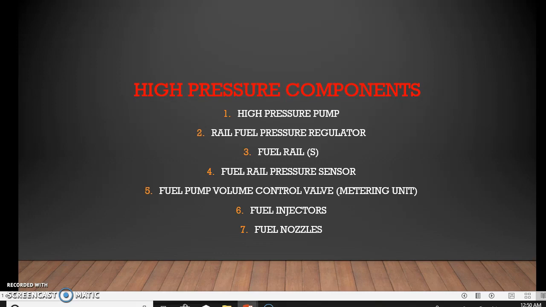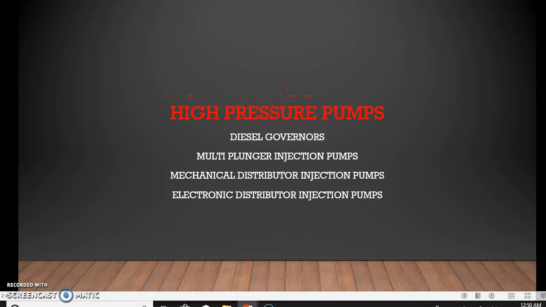And finally, fuel nozzles. Fuel nozzles are applicable to your injection pump style systems, not the common rail. So if you have a multi-chamber injection pump or an injection pump with a fuel distributor, basically you won't have any solenoid or piezo type injectors. You basically just have a nozzle with a little poppet in there. We will talk about those as well.